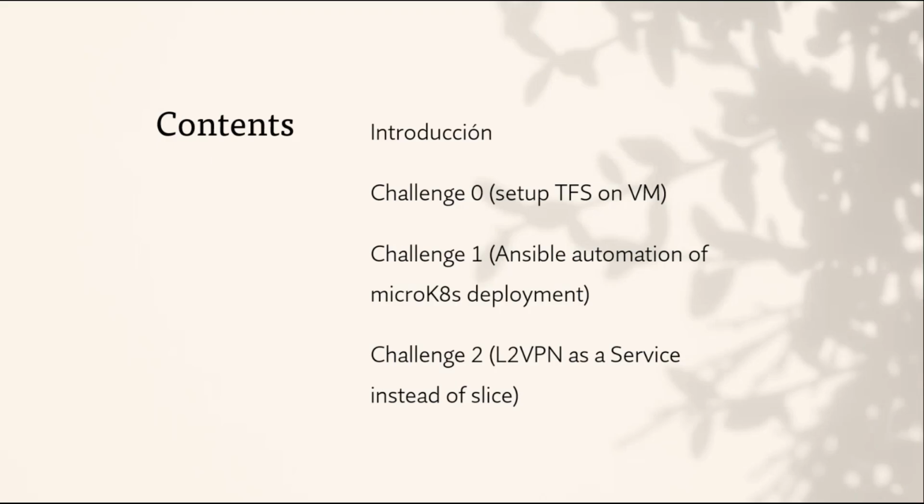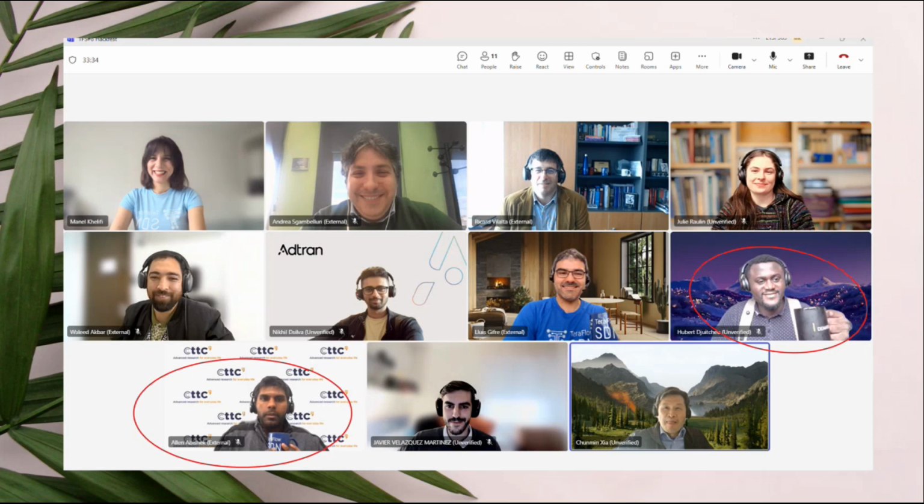So the first one was challenge zero, that is setting up TFS on a local virtual machine. The second one is challenge one, that is the Ansible automation of micro Kubernetes deployment. And the third challenge is we take L2 VPN, which actually is designed to behave as a slice, and then we redefine it to behave as a service. And this is us.